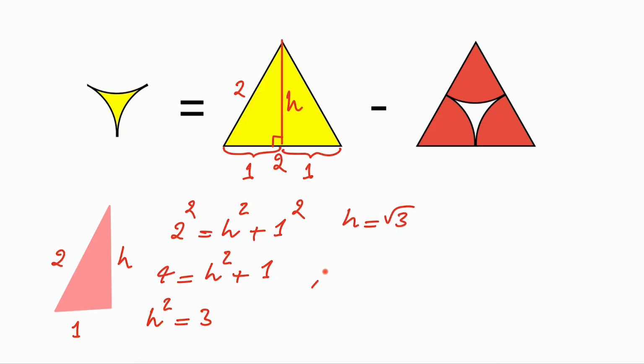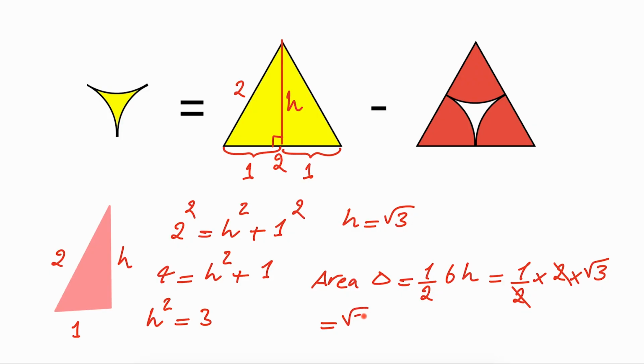And for the area of this triangle, we can write 1 over 2 times b times h, b for the base and h for the height of the triangle. We can write 1 over 2 times b, which is 2 for the base of the triangle, and h, which we have already found, which is the square root of 3. We can cancel out these two, and the area finally will be the square root of 3.